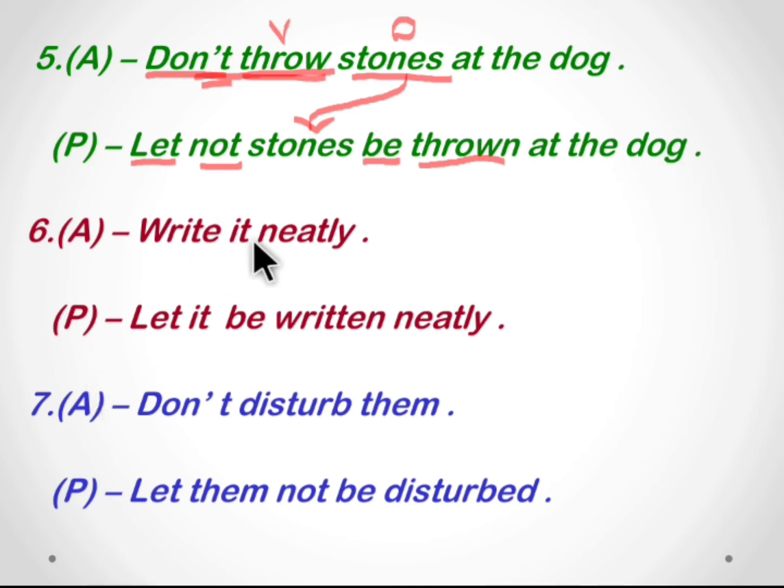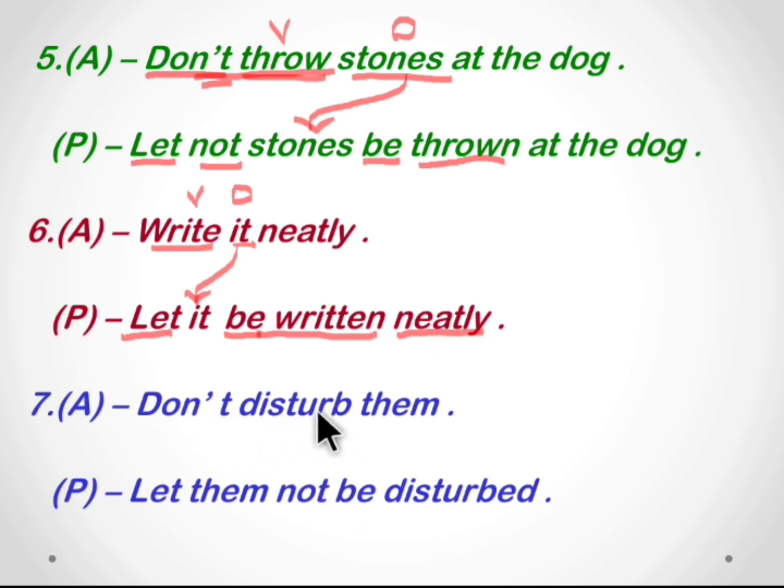Next sentence, write it neatly. So, write is the verb, it is the object. Neatly is the adjunct. We need not bother about the adjunct. So, we'll begin the passive voice with let. Then we bring the object of the active voice as the subject of the passive voice. The be form of verb is be. The past participle of the verb write is written, so it becomes be written. And we bring the adjunct neatly in the same place as it is in the active voice. So the passive voice is let it be written neatly.